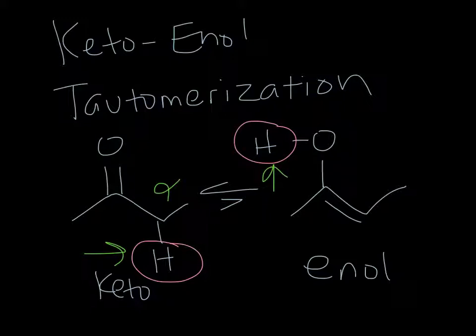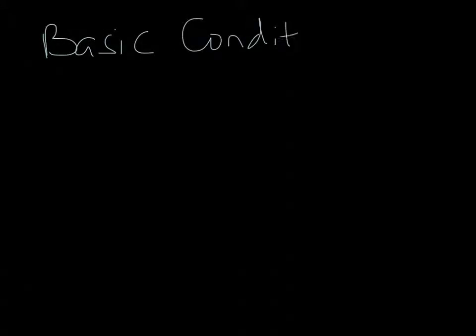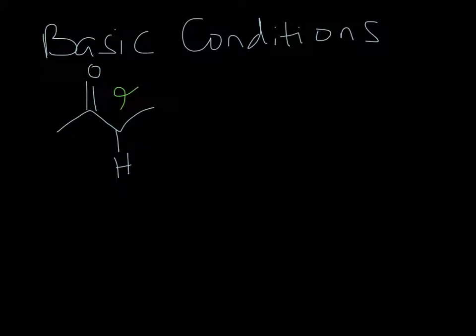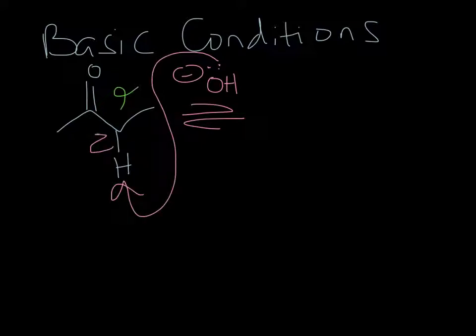So we're going to look at how this migration happens, and we're going to do it specifically under basic conditions. Under basic conditions, we're actually going to form something called an enolate ion. If we look at this starting place here, this proton at the alpha position is actually somewhat acidic because of the resonance structures that are formed upon deprotonation. So we can put in solution a base. Let's just use hydroxide. And this hydroxide ion can come in and deprotonate that alpha position.